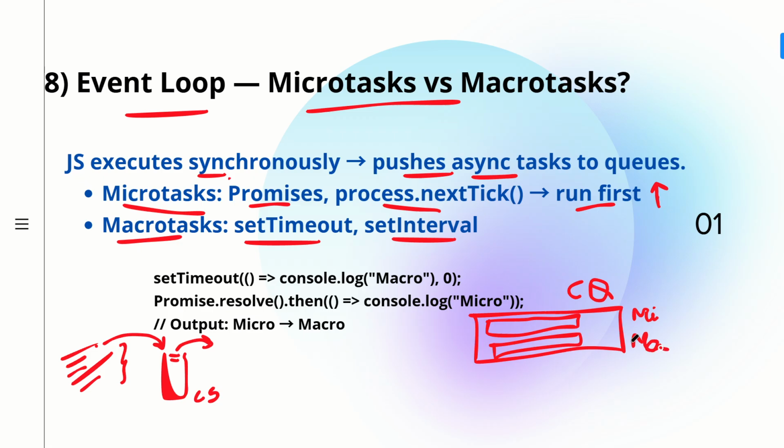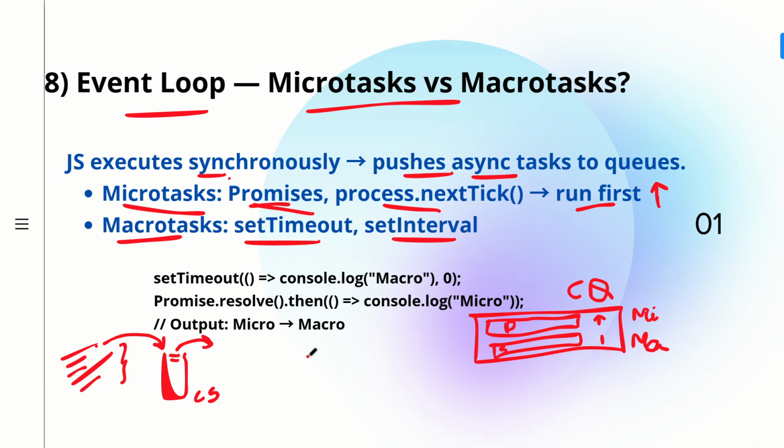And then we have the macro task queue. In the micro task queue, what do we have? We have promises and process.nextTick. And in the macro task queue, you have setTimeout and setInterval. So promises always have higher priority. Whatever is there in the microtask queue always has higher priority when compared to the macro task queue.